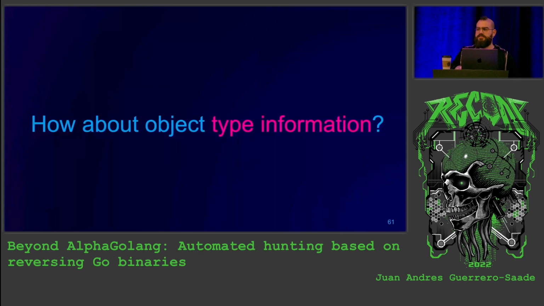So how about object type information, right? Again, another bit of entropy that can really dog us.